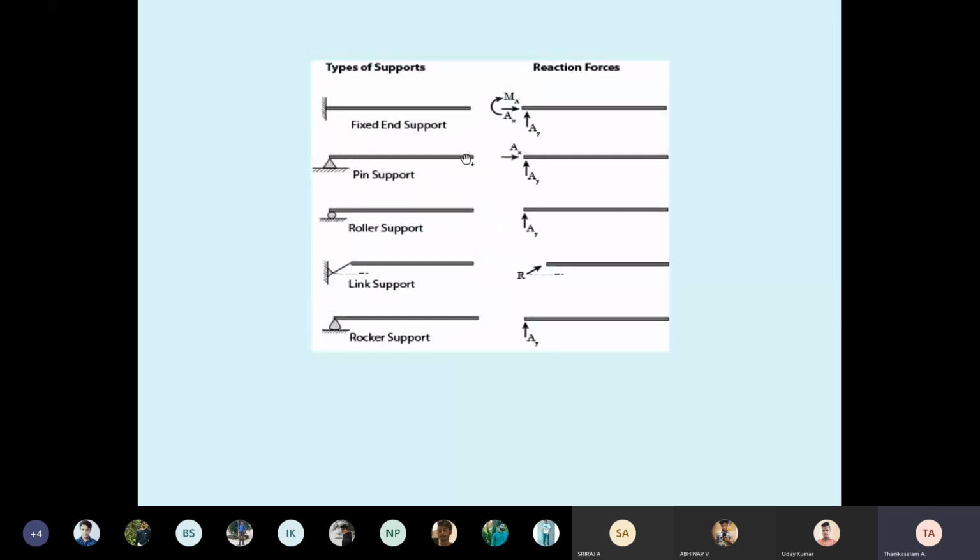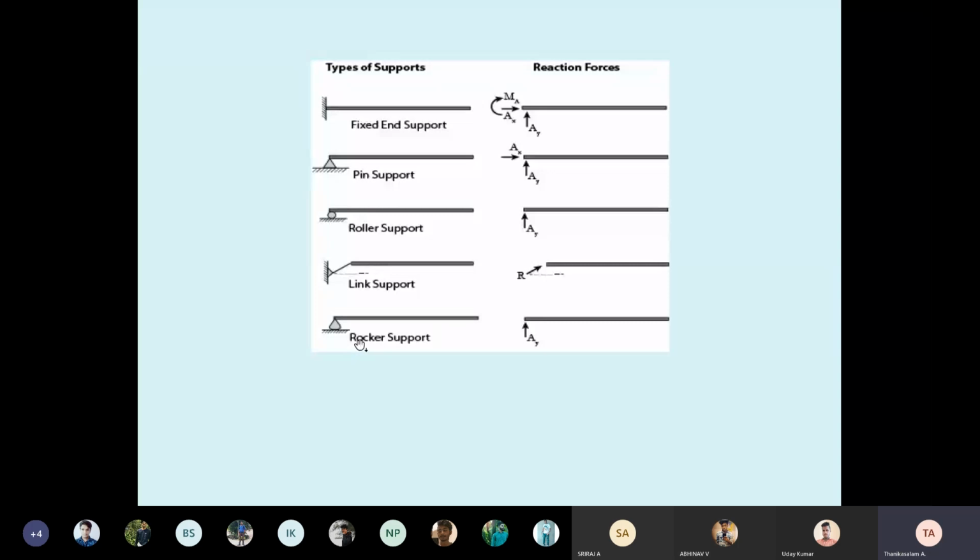The other diagram represents the same thing. It's a fixed support. See here, fixed support, free body diagram, Rx. Here they mention AX, AY, but generally we write Rx, Ry, M. Pin support, two reactions, Rx, Ry. Roller support, only one reaction, Ry. The link is connected, no? See here, the link. We can say the reaction is tension, connected.